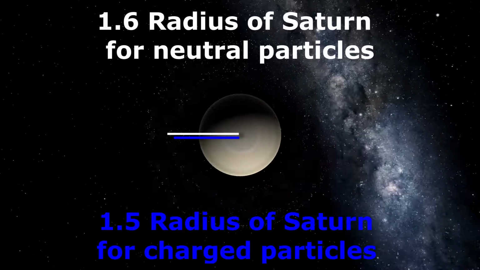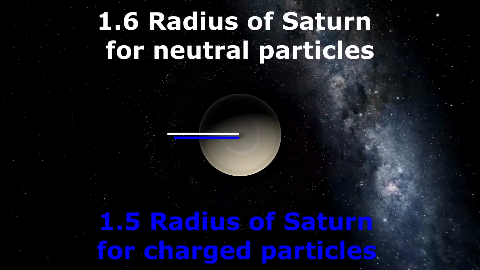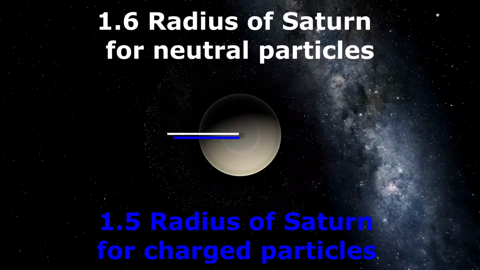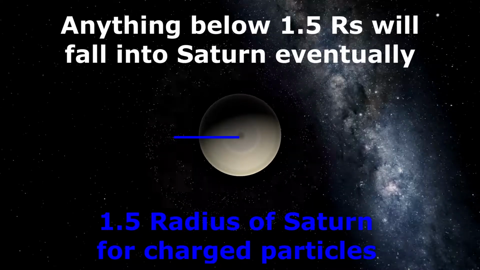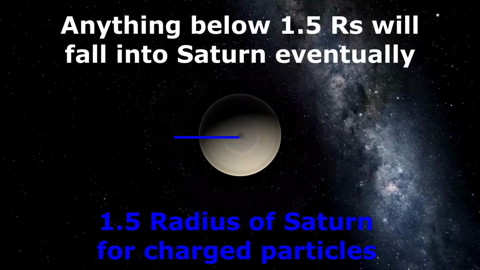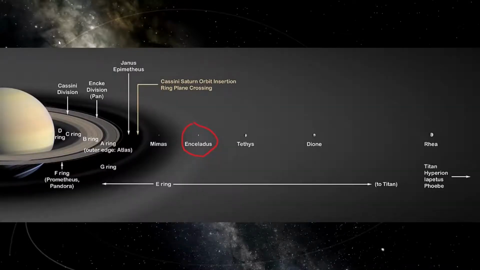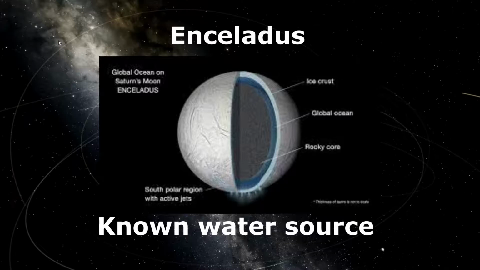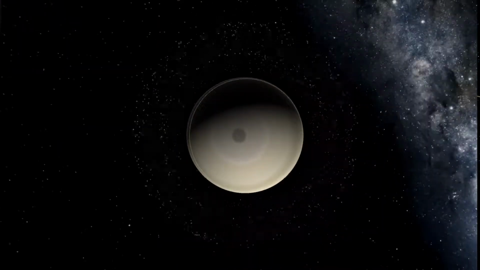The force balancing orbit for Saturn is around 1.6 radius. However, for charged particles this number drops to 1.5 due to the Lorentz force. The sharp drop below 1.5 causes ring rain, where particles fall into Saturn at certain latitudes. Hydrogen particles turn into charged trihydrogen and slowly deplete the rings. Most of the particles come from Enceladus, which is a known water source. Saturn is predicted to lose its rings in hundreds of millions of years.